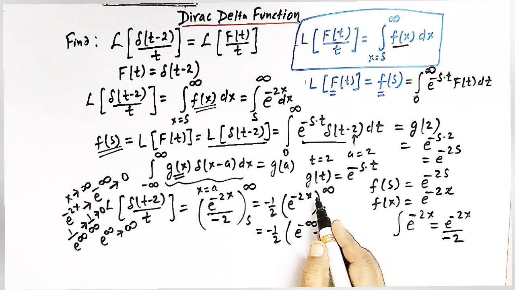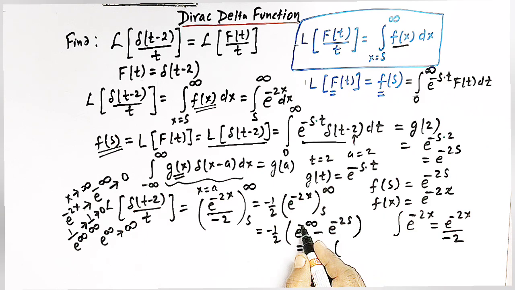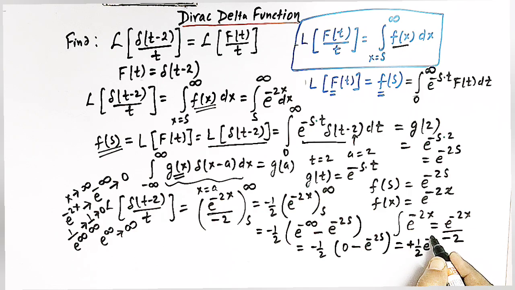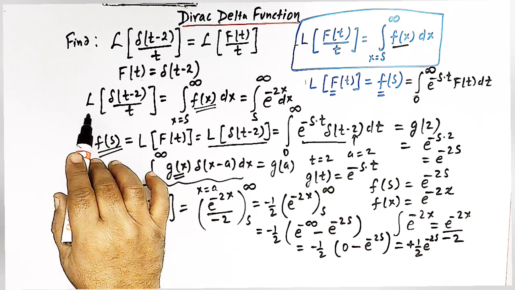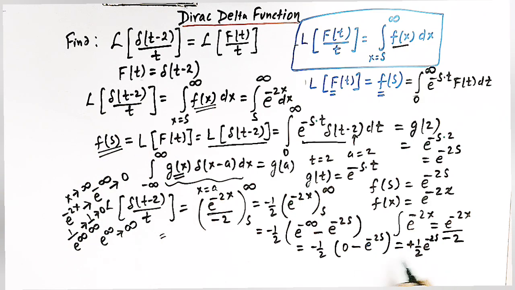And then we take x equal to s, so we have e raised to minus 2s. Now we have minus half, and e raised to minus infinity tends to 0, so we have 0 and then e raised to minus 2s. Multiplying negative and negative, we get positive, so we have half e raised to minus 2s. So the Laplace transform of delta of t minus 2 over t is 1 over 2 times e raised to minus 2s.